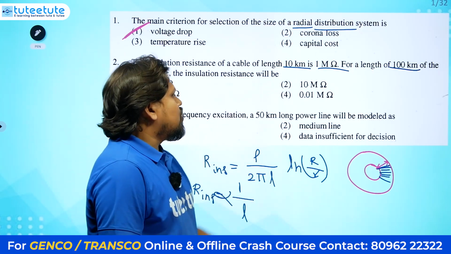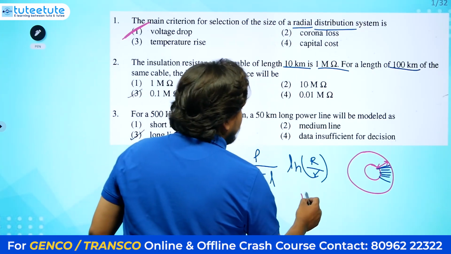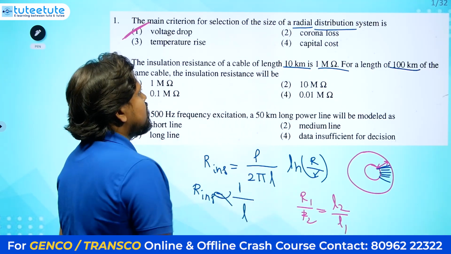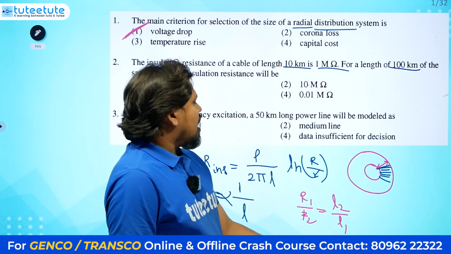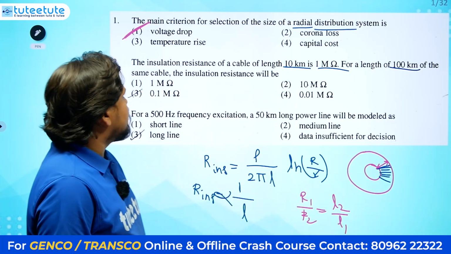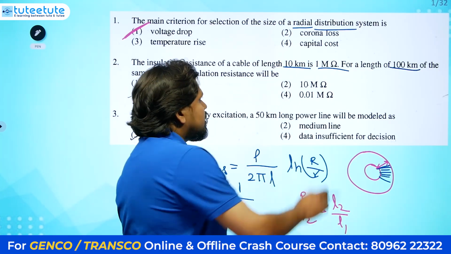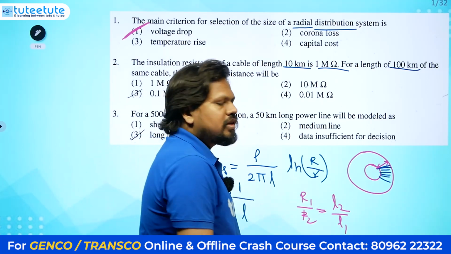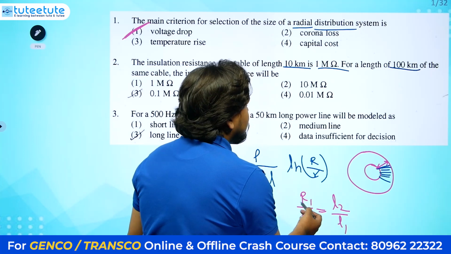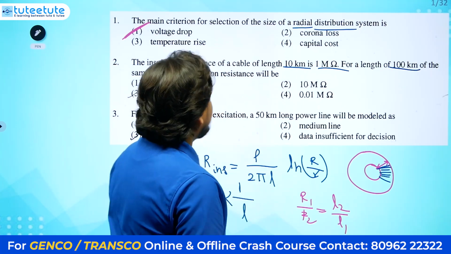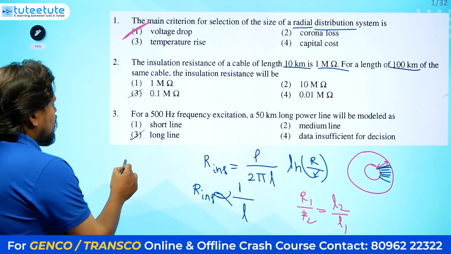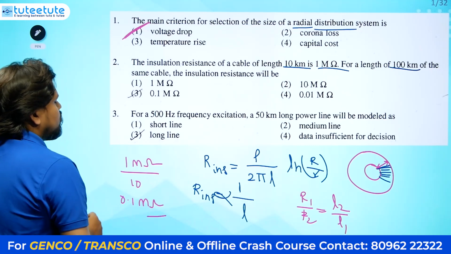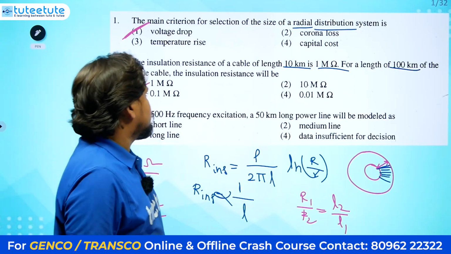Here we have 1 mega ohm for 10 kilometers, so we can do it directly. R1 divided by R2 equals L2 divided by L1. R1 value is 1 mega ohm, R2 value we have to calculate, L2 value is 100 kilometers and L1 value is 10 kilometers. So 100 divided by 10 is 10, and R2 equals 1 mega ohm divided by 10, which is 0.1 mega ohm. Just check the units and give the answer.